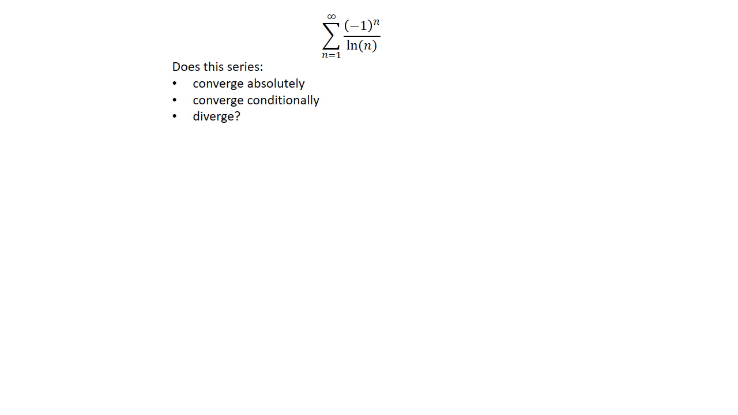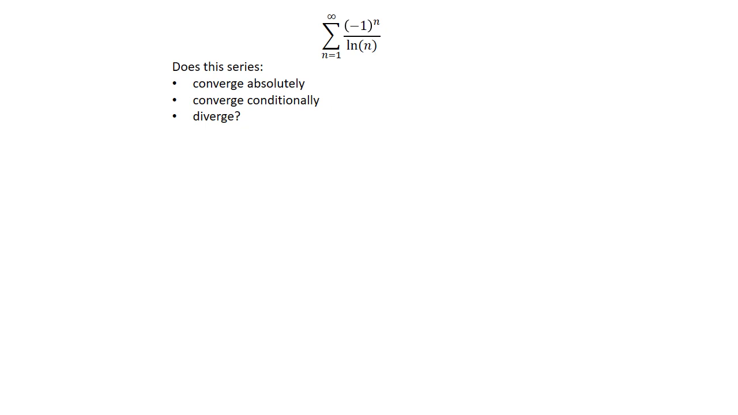All right, we're going to do one last example where we're trying to decide whether we converge absolutely, conditionally, or diverge. When you look at this example, maybe it jumps out at you that this is an alternating series. I know it jumps out at me.